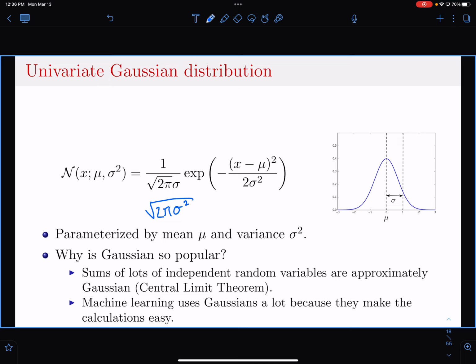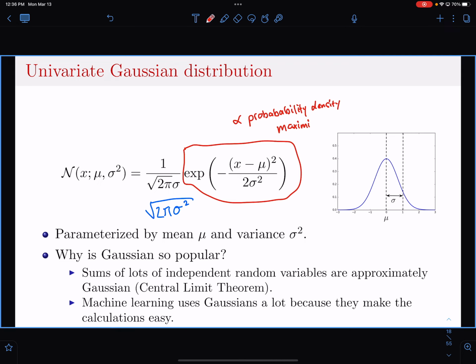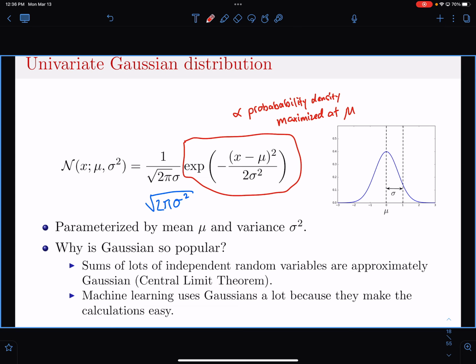The key term to focus on when dealing with Gaussians is really this term over here, because this is proportional to the probability density. And it's maximized at mu. Because we have a negative in the exponent, the density is going to be progressively smaller as you move away from mu. The 1 over root 2 pi sigma squared just makes sure that if you integrate this from minus infinity to infinity, you get 1. Okay.